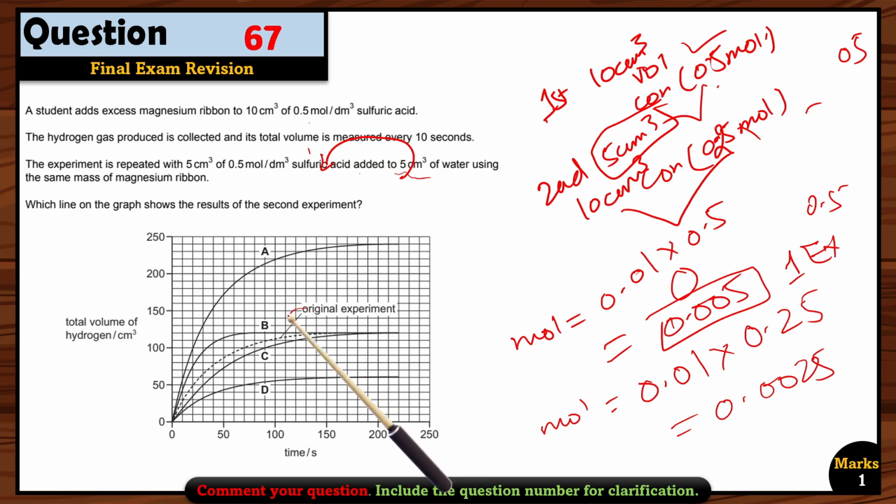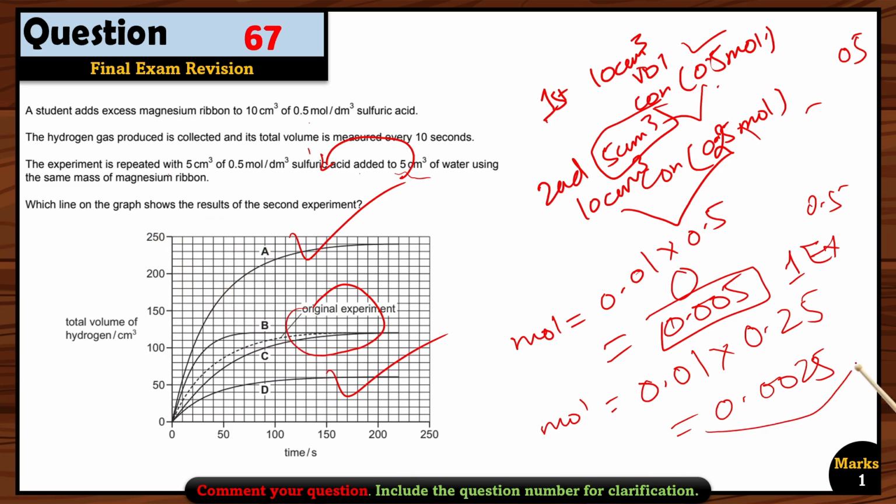So these three lines cannot meet each other at the same point. What does it mean? It means you will not get the same amount of product. So either this option or this option is right for the original experiment. The dotted line is our original experiment. Now, which line of the graph shows the second experiment?